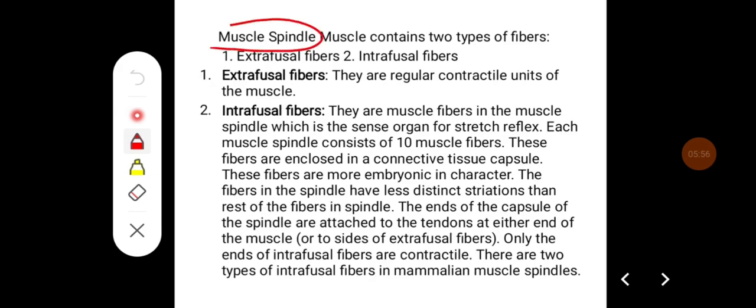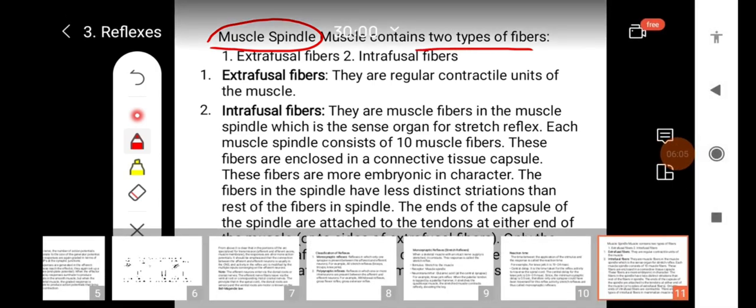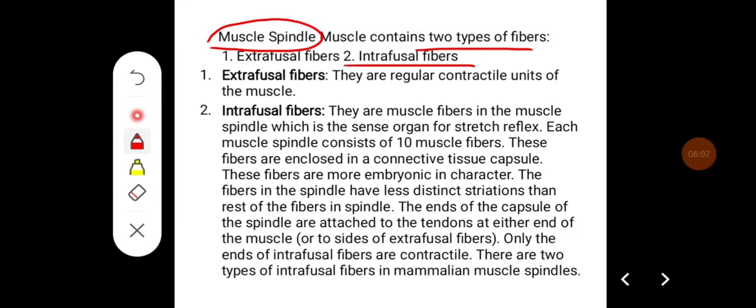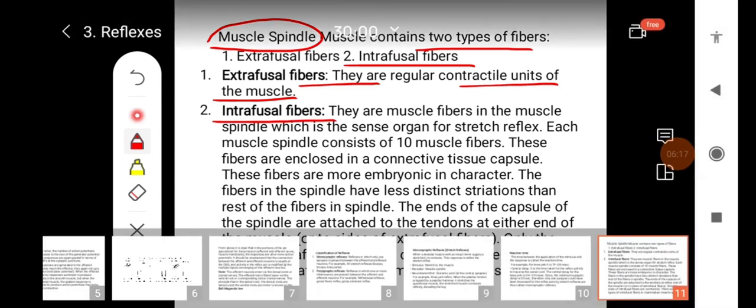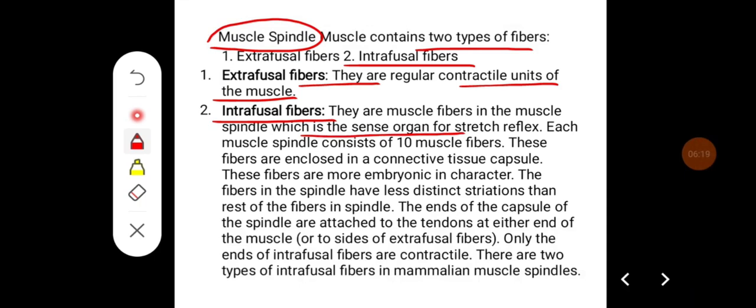Coming to the muscle spindle, which is a sensor receptor for the stretch reflex. The muscle spindle contains two types of fibers, extrafusal fibers and intrafusal fibers. Extrafusal fibers are the regular contractile units of the muscle, whereas intrafusal fibers are muscle fibers in the muscle spindle, which is the sense organ for the stretch reflex.